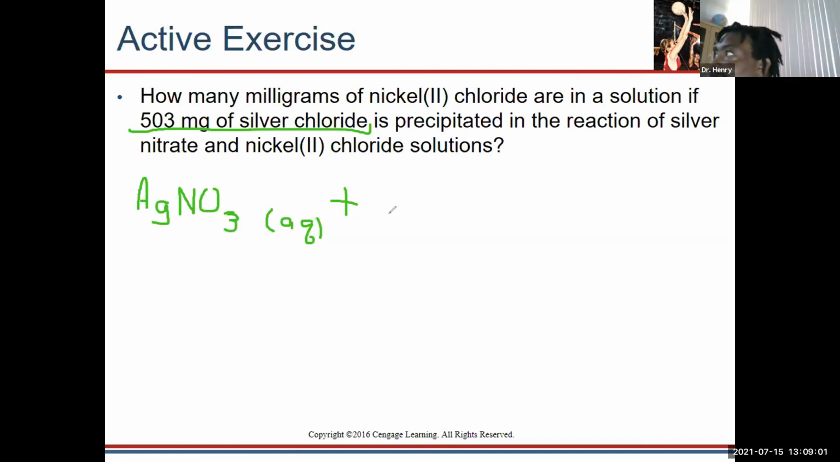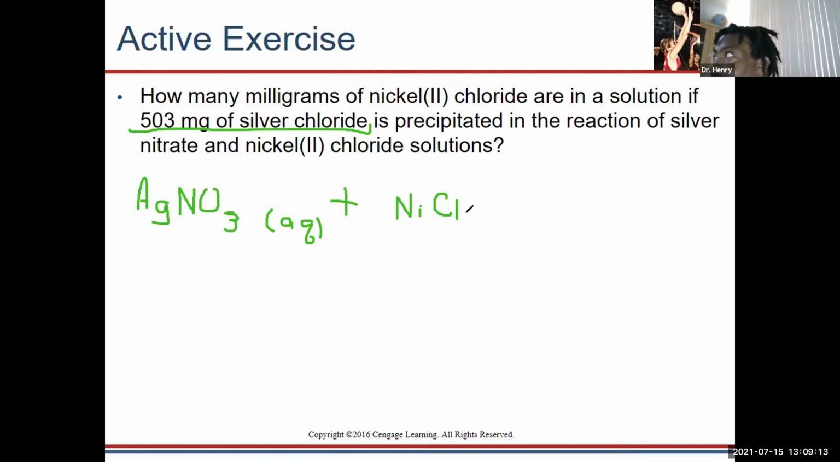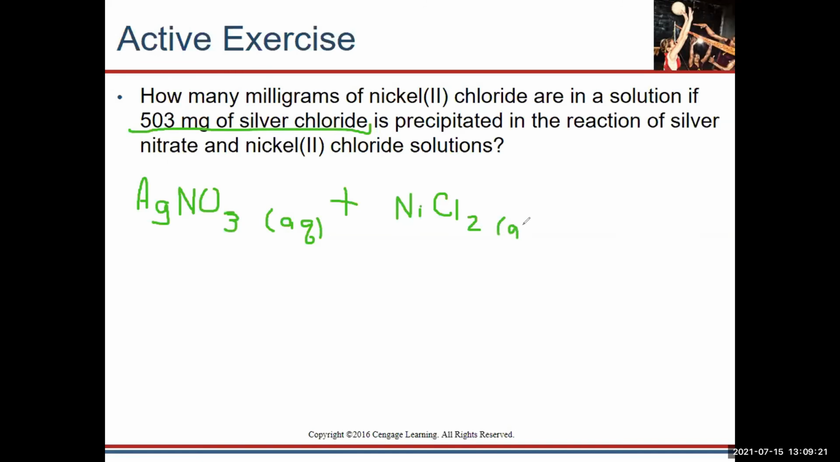And nickel 2 chloride? Nickel, Ni. Okay, nickel 2 chloride, so that means it's going to have 2 chlorides, NiCl2. That's right. And it's a solution as well. So that means it's going to be aqueous. Okay, and our products.